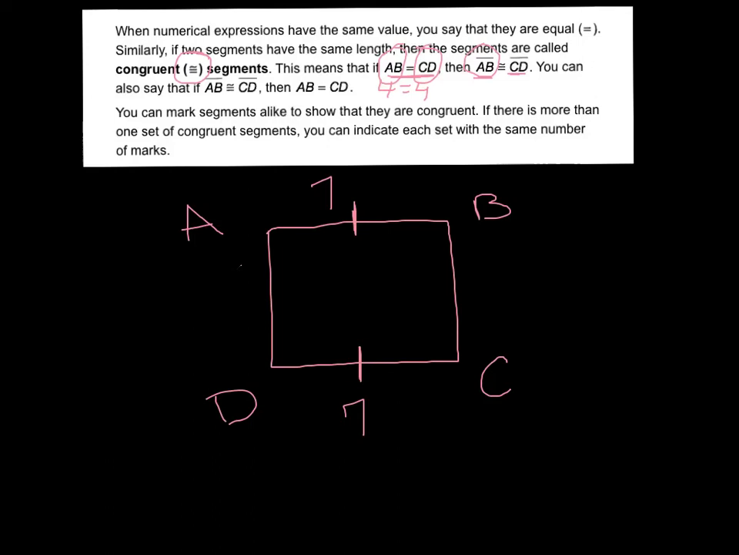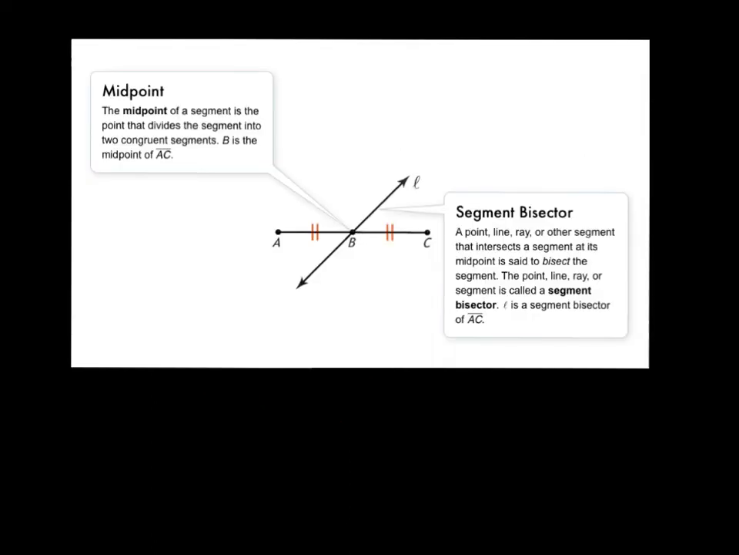Now I already did this, but you can mark segments alike to show they are congruent. Remember I put 1 mark here for showing that AB and CD are congruent. Here, if I had AD as 2 marks and AD is congruent to BC, I would mark BC with 2 marks. And that's how we mark congruent segments.